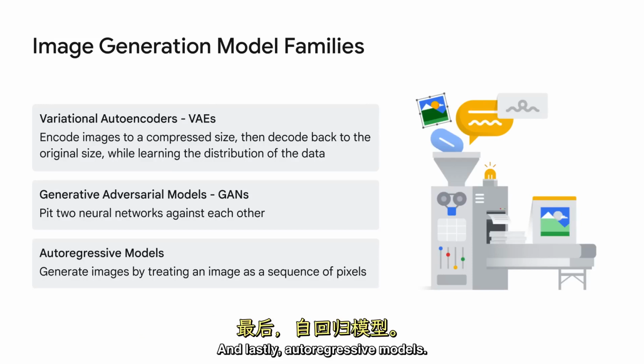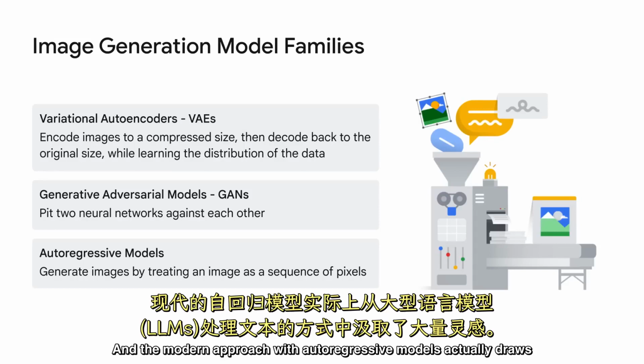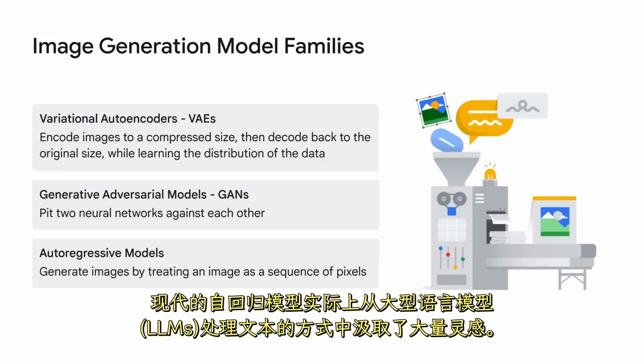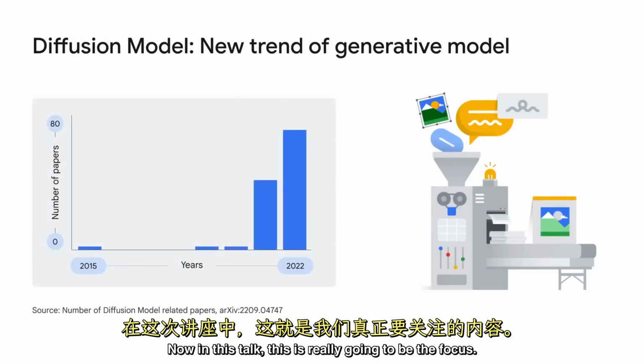And lastly, autoregressive models. These generate images by treating an image as a sequence of pixels. And the modern approach with autoregressive models actually draws much of its inspiration from how LLMs, or large language models, handle text. Very interesting. Now in this talk, this is really going to be the focus.